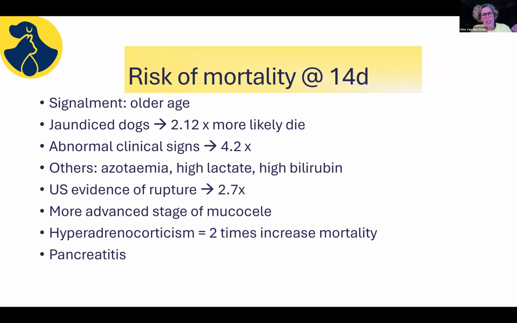So what people have tried to do is, well, which patients are more at risk of mortality within those 14 days? And different studies have shown different things, as you get with retrospective studies. But the more consistent things would be older age dogs. Dogs that are jaundiced are more likely to die, and dogs with clinical signs, as we said, are more likely to die than the asymptomatic dogs. Patients that are azotemic, high lactate, high bilirubin, evidence of rupture, although in some studies that has not necessarily shown that it was a risk of mortality. The more advanced stages, and dogs with Cushing's and concurrent pancreatitis.